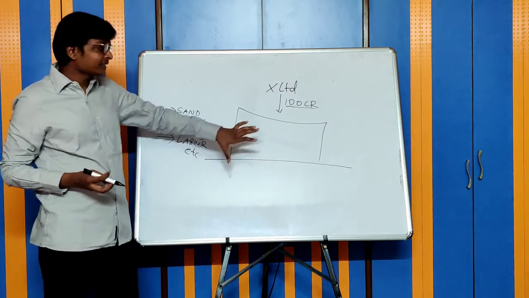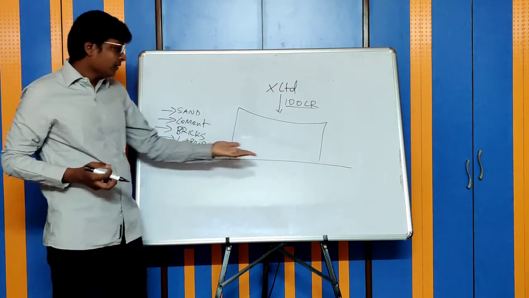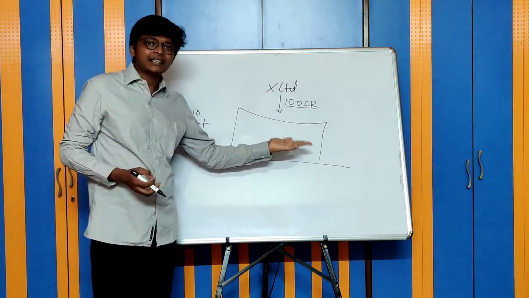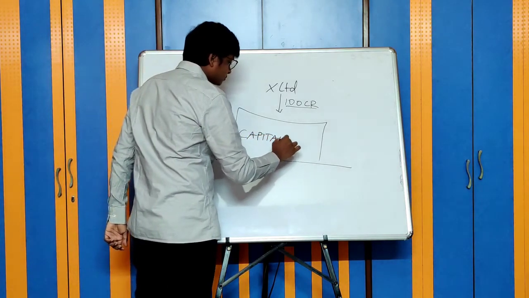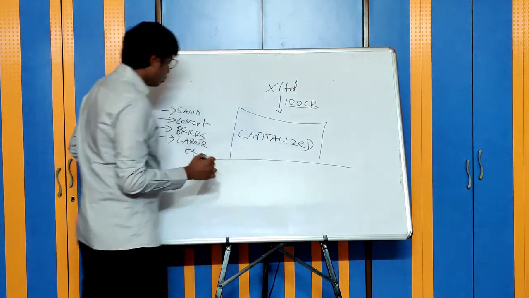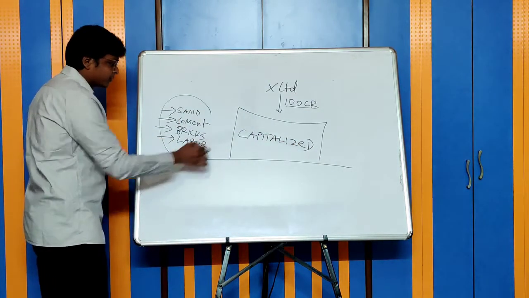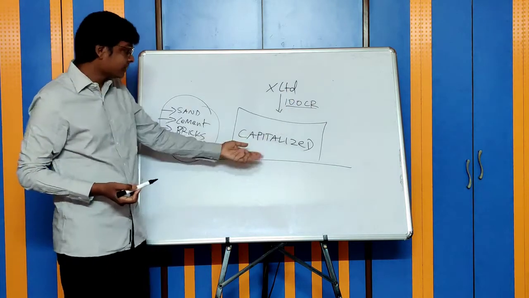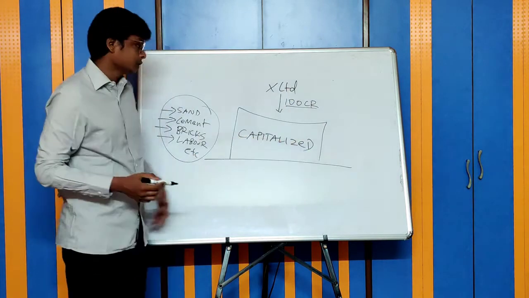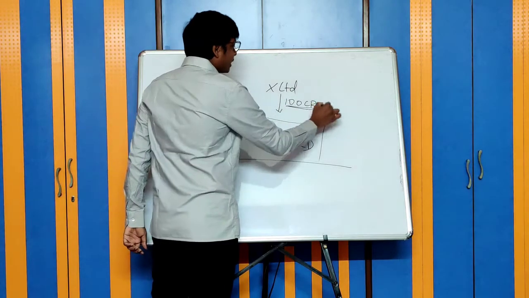How do we account for these expenses? We all know any expense incurred for a fixed asset will be capitalized. So all the expenses for purchase of sand, cement, bricks, paying labor, all interior works, everything will be capitalized. Now, they require 100 crores.